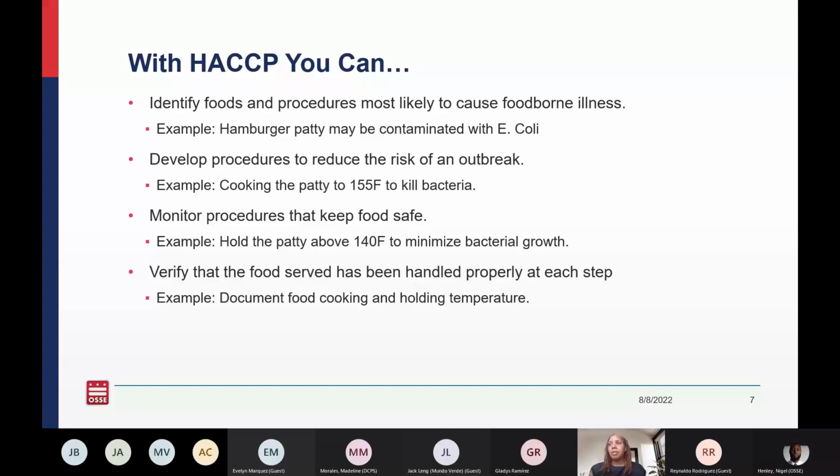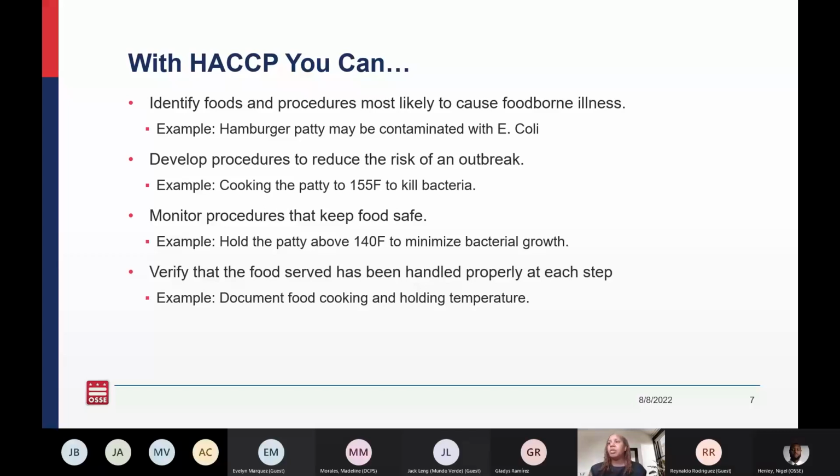So using the same hamburger patty, cooking it to 155 degrees Fahrenheit can kill E. coli. HACCP also allows us to monitor the procedures to keep food safe. An example of how we can do that is to make sure that once the patty is cooked, we hold it above 140 degrees Fahrenheit to minimize bacterial growth.